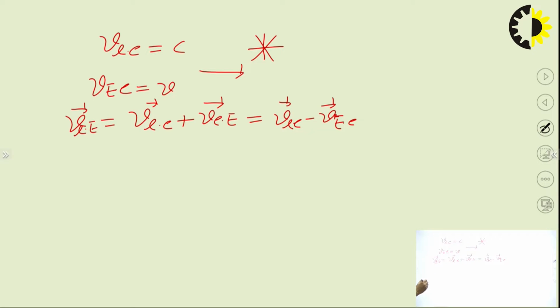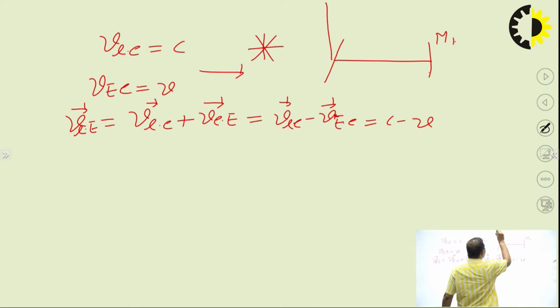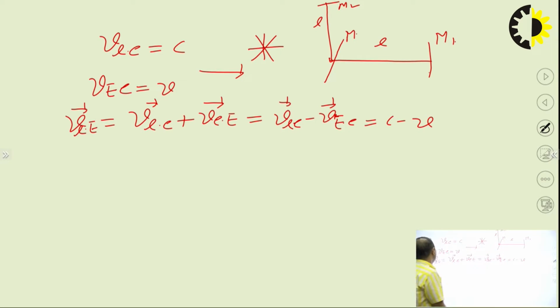So both velocities we have assumed positive in the left-to-right direction. So the velocity of light with respect to ether will be c minus v when the light beam is approaching from the partially silvered glass plate towards the horizontal mirror, from this glass plate towards this mirror M1, and this mirror is M2. Both have the same separation from this glass plate. So the velocity of light with respect to Earth, we have now calculated, is equal to c minus v.